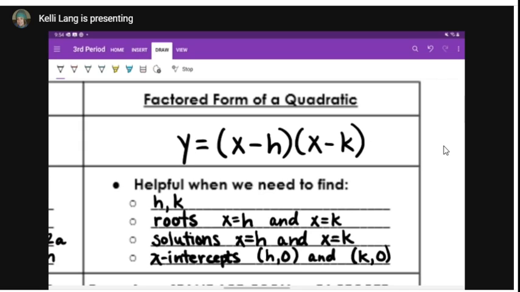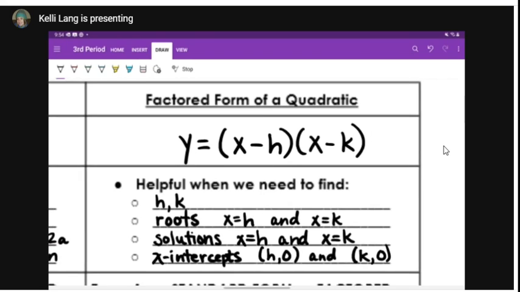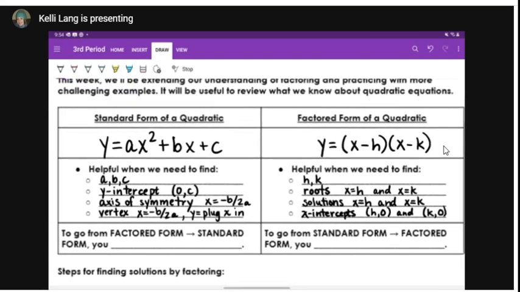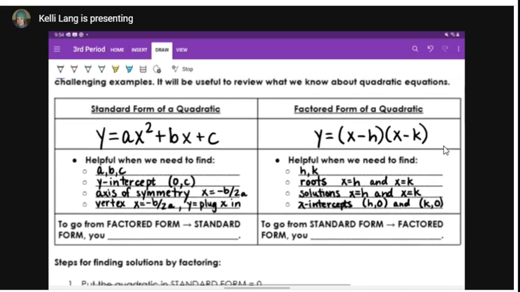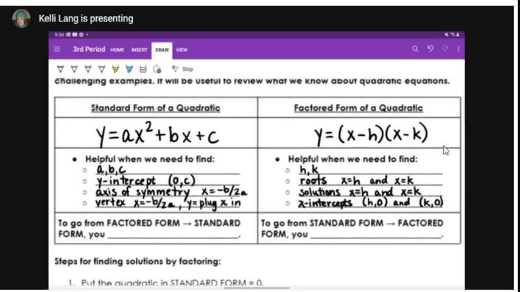But this is all of the information that I was hoping you would find last week when you filled in your review page. The last 2 lines here that are still blank are more of a lead-in into what we're going to be talking about today. We have these 2 forms: standard form and factored form. To go back and forth between the 2 forms, we learned a couple of methods last week that we practiced quite a bit.